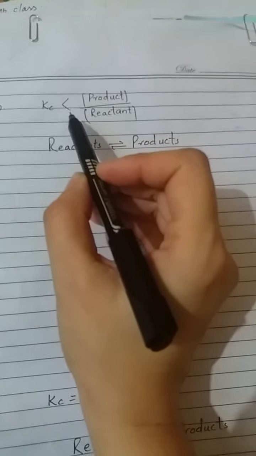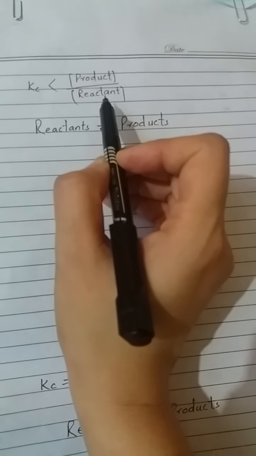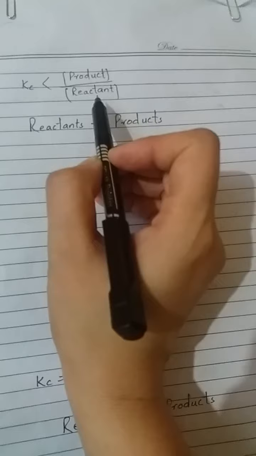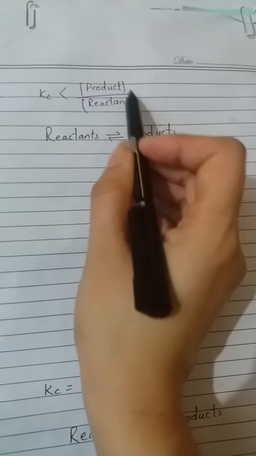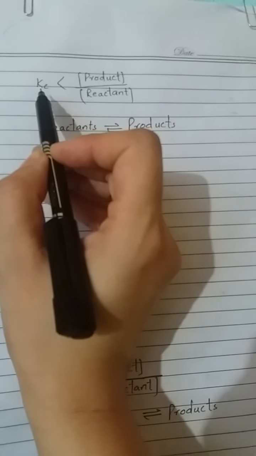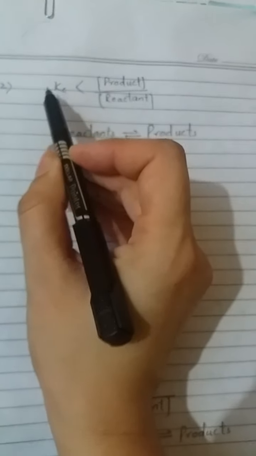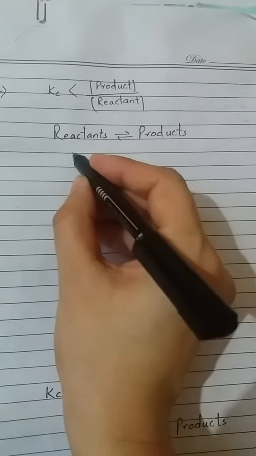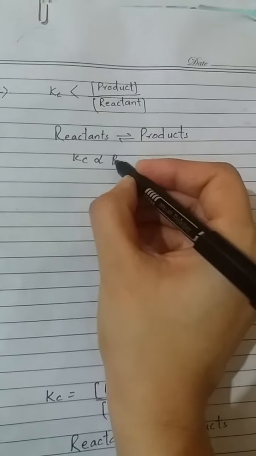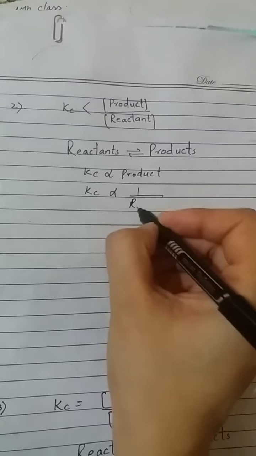The other possibility is when the Kc value is smaller than the ratio of products to reactants, or this ratio is greater than the Kc value. It means that the value of Kc is smaller. It means that Kc is directly proportional to the products, and Kc is inversely proportional to the reactants.